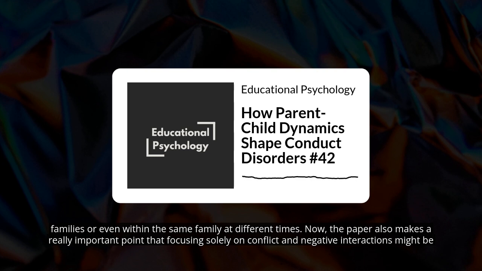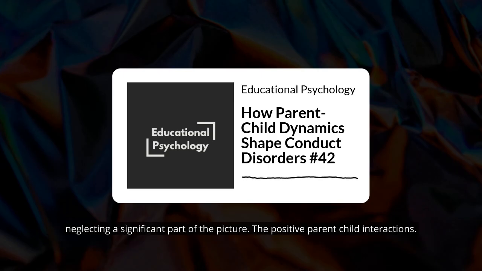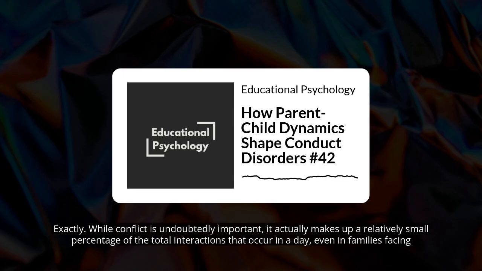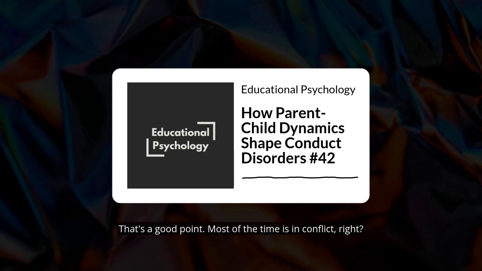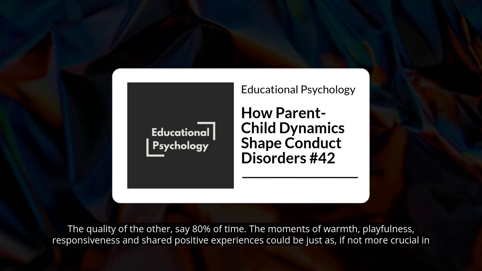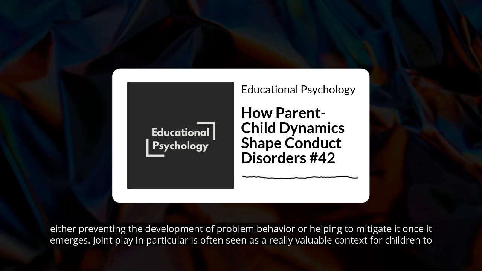Now, the paper also makes a really important point that focusing solely on conflict and negative interactions might be neglecting a significant part of the picture, the positive parent-child interactions. Exactly. While conflict is undoubtedly important, it actually makes up a relatively small percentage of the total interactions that occur in a day, even in families facing challenges with CD. That's a good point. Most of the time is not in conflict. Right. The quality of the other, say 80% of the time, the moments of warmth, playfulness, responsiveness, and shared positive experiences could be just as, if not more, crucial in either preventing the development of problem behavior or helping to mitigate it once it emerges.